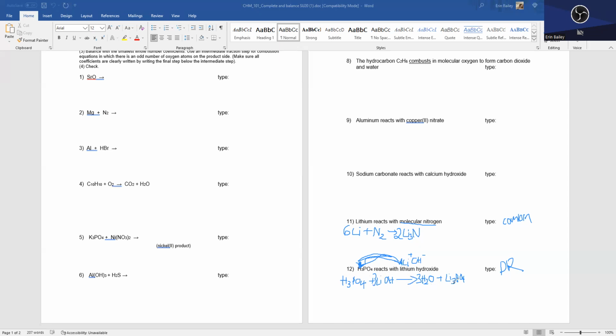So then I come over here to this one. I see there's one polyatomic ion there, 3 lithium there, and 3 lithium there. Boom, piece of cake, easy. And that is the complete and balanced worksheet done. If you guys have any questions, just let me know.